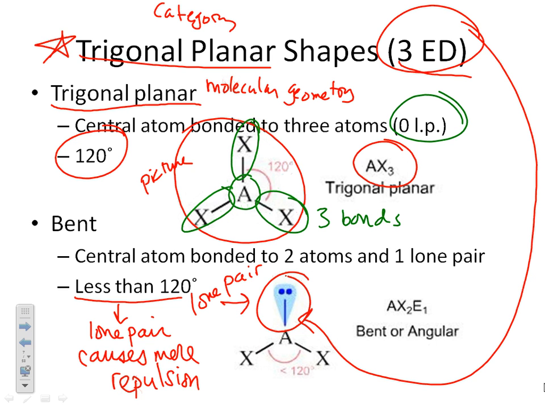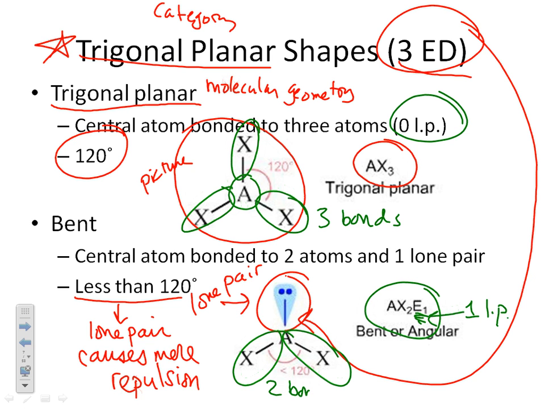General formula, AX2E1. The E right here means 1 lone pair. Right, that's what that E is indicating, E for electron, or electron pair. And number of bonding sites versus number of lone pairs. Well, we have 2 bonds, right? 1, 2 bonds, so 2 bonding sites, and we have 1 lone pair.